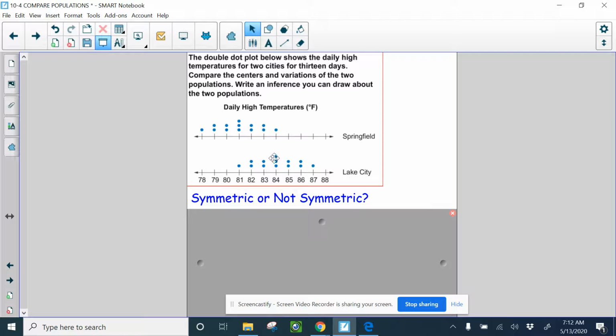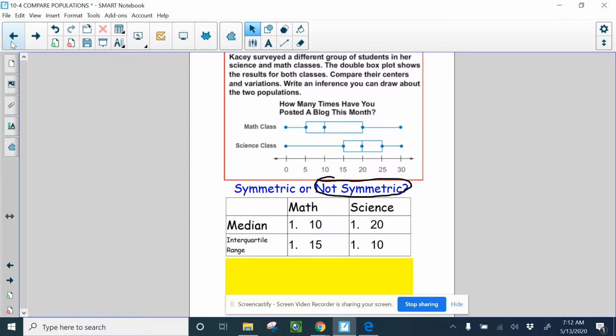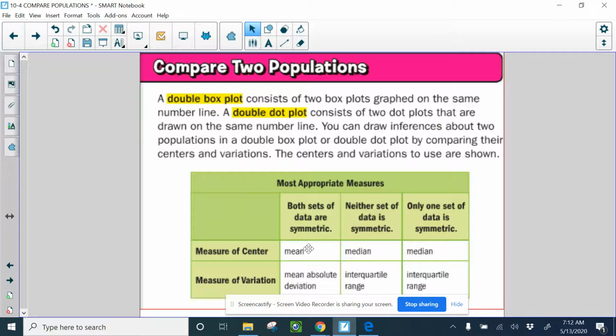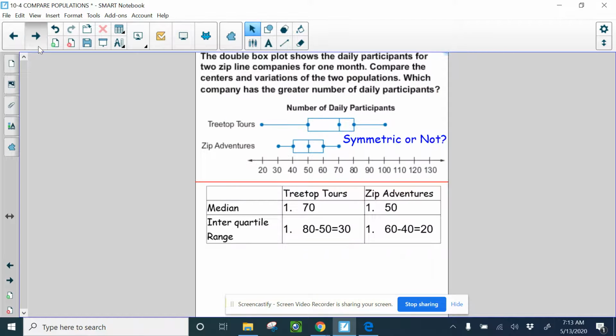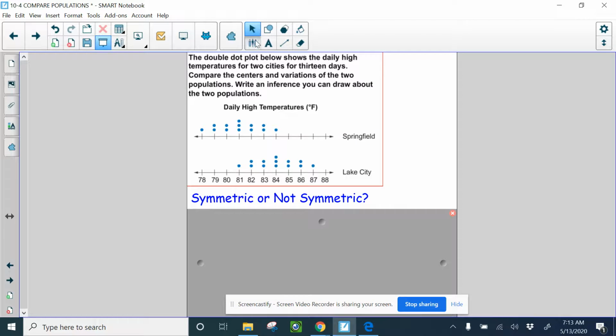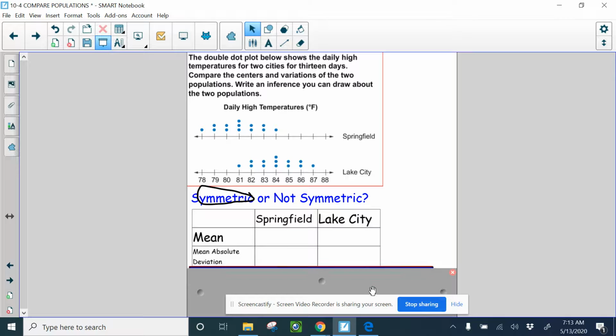Down here, if I look again in the middle, my left and my right are exactly the same, so they're both symmetric. If I refer back to my chart, since they are both symmetric, I'm going to use the mean and the mean absolute deviation in this graph. Since they are symmetric, I'm not going to use the median and interquartile range this time; I'm instead going to use the mean and mean absolute deviation.